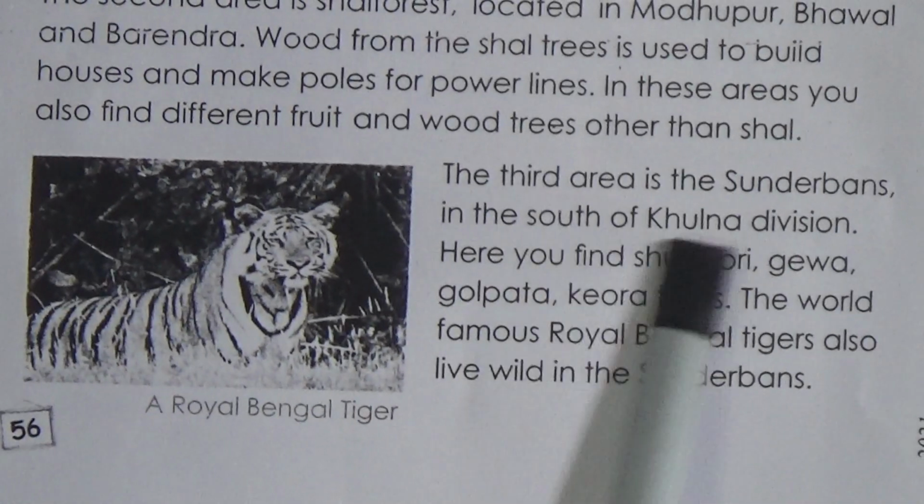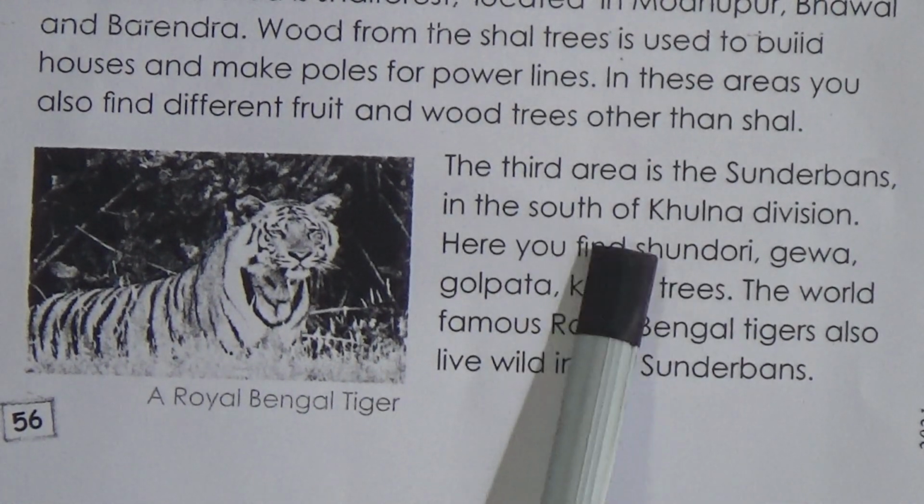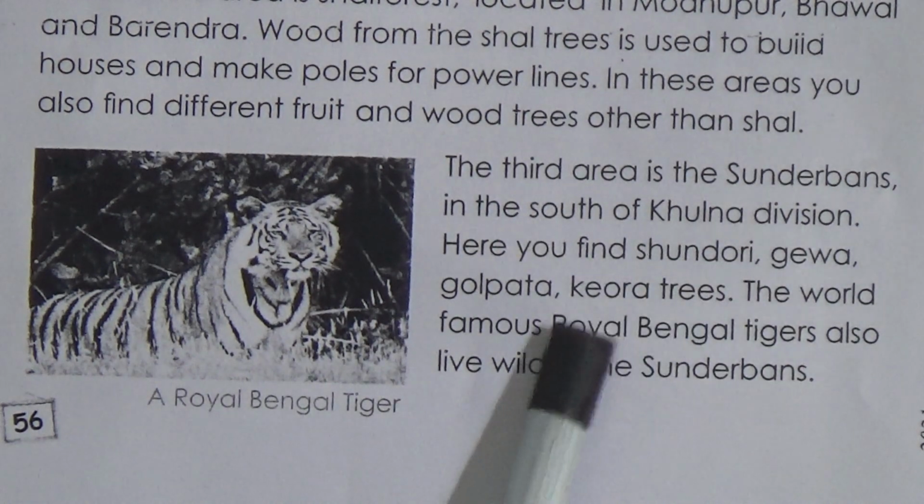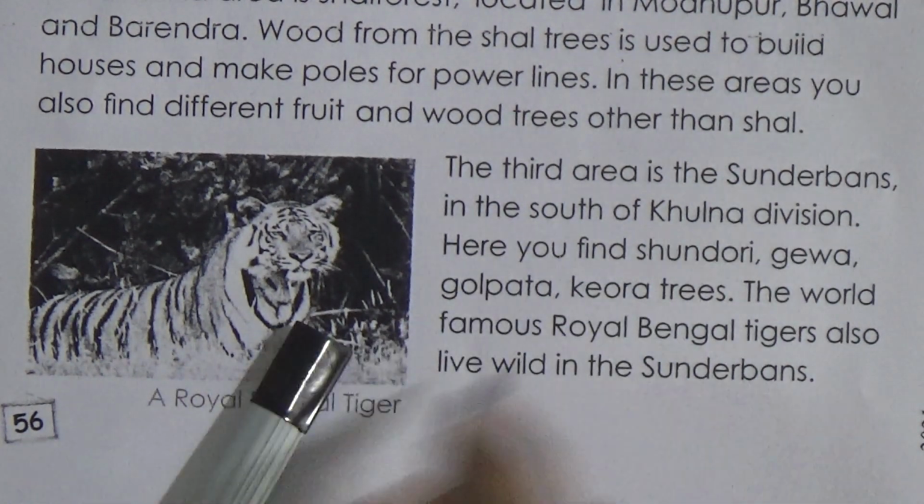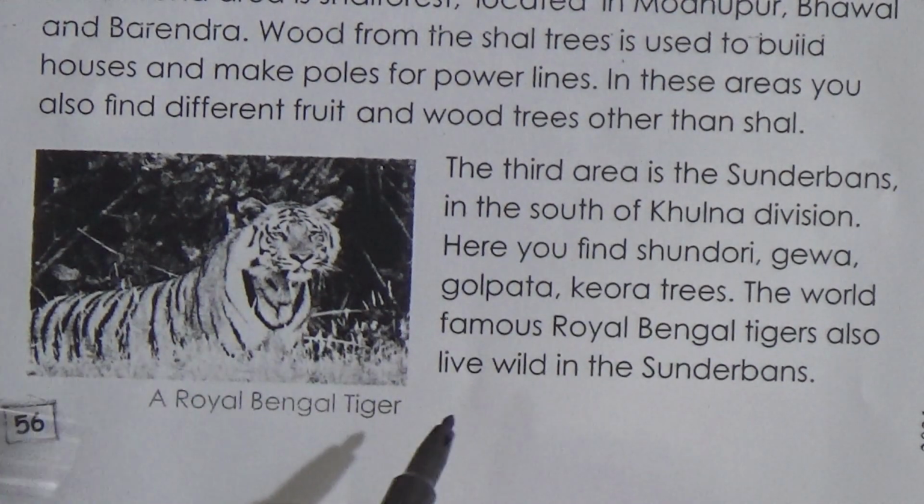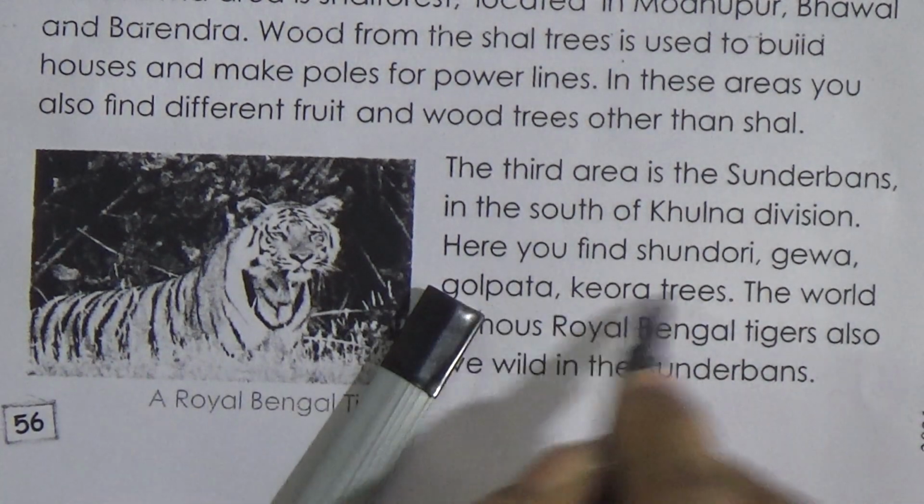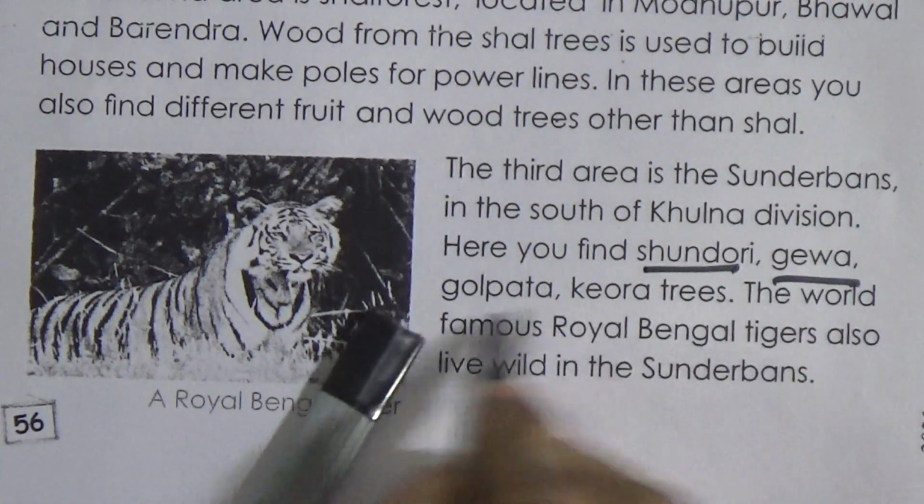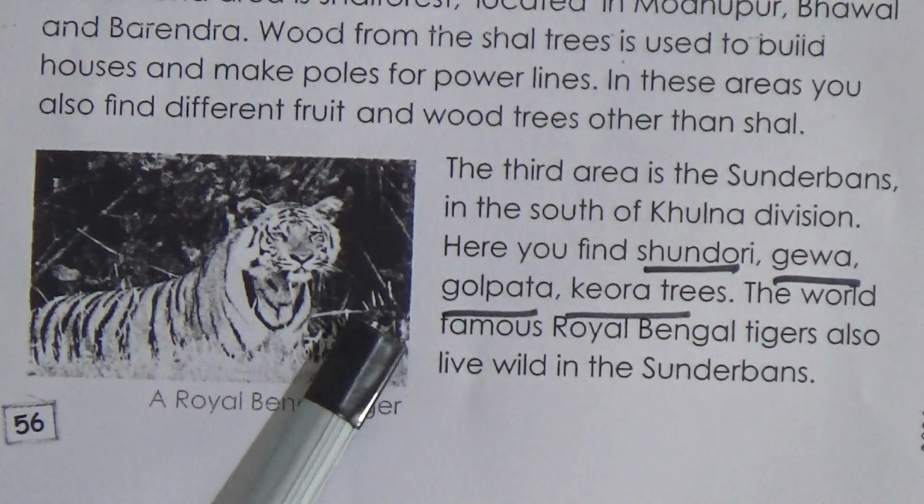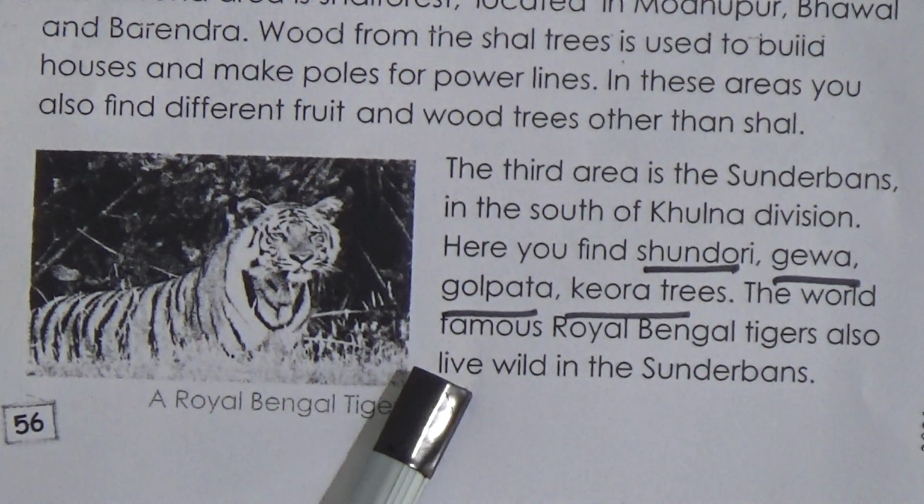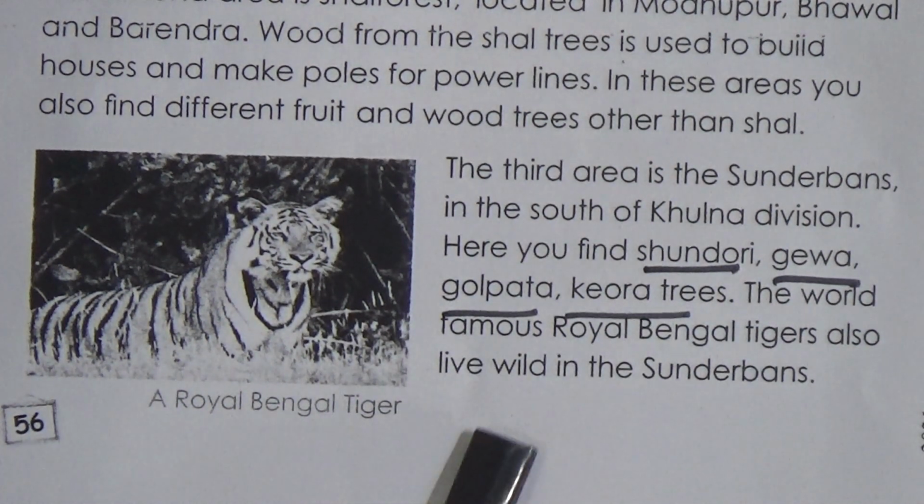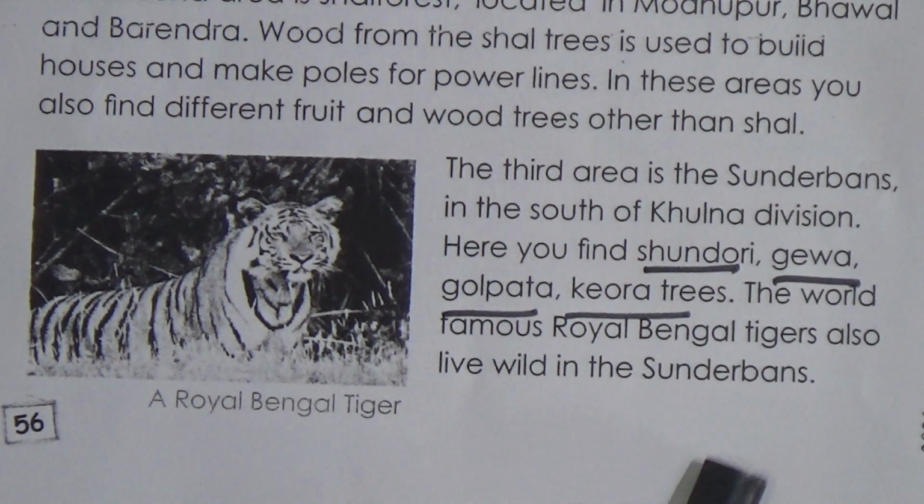The third area is the Sundarbans in the south of Khulna division. Here you find Sundari, the tree. Royal Bengal tiger, you can see the picture. So in the Sundarbans we can find Sundari, Gewa, Golpata and Keora trees. The world famous Royal Bengal tigers also live in the Sundarbans.